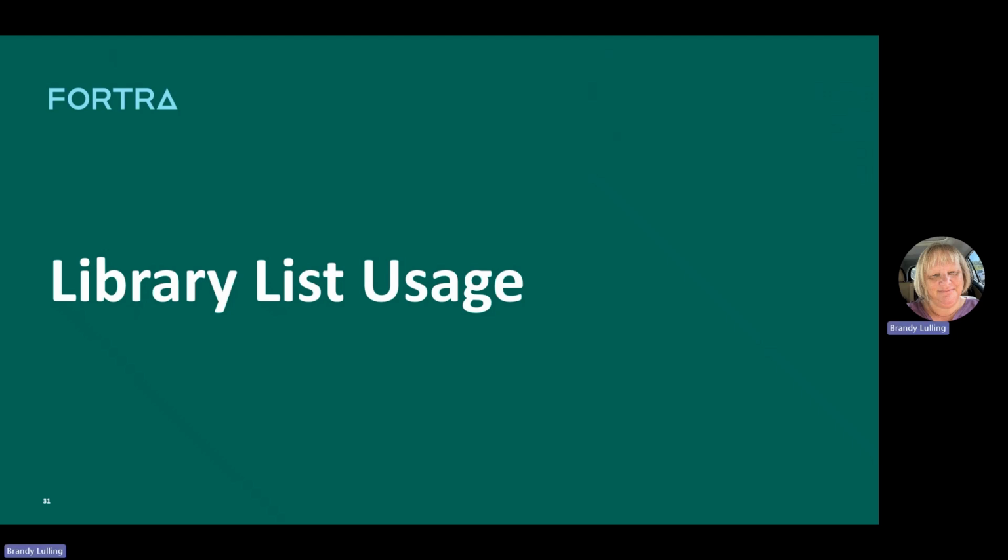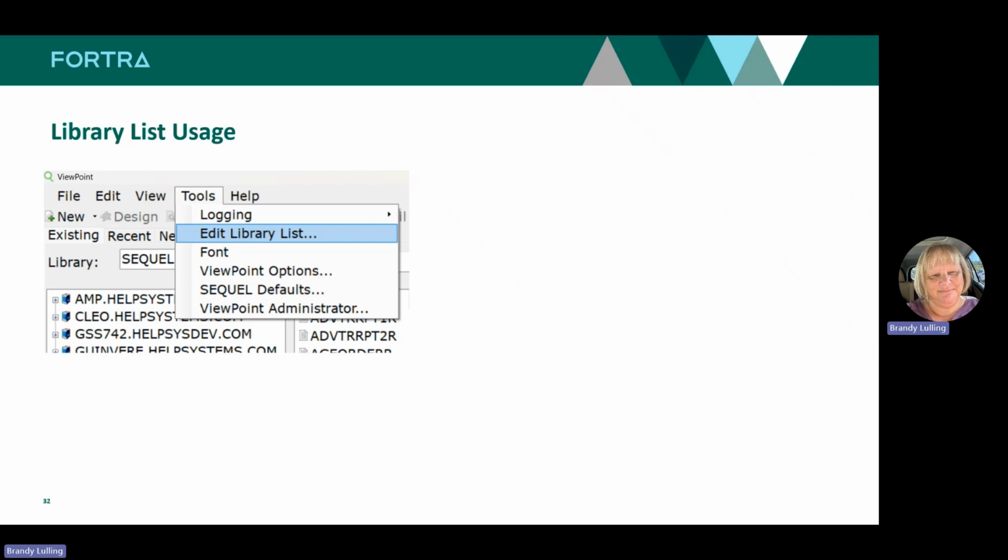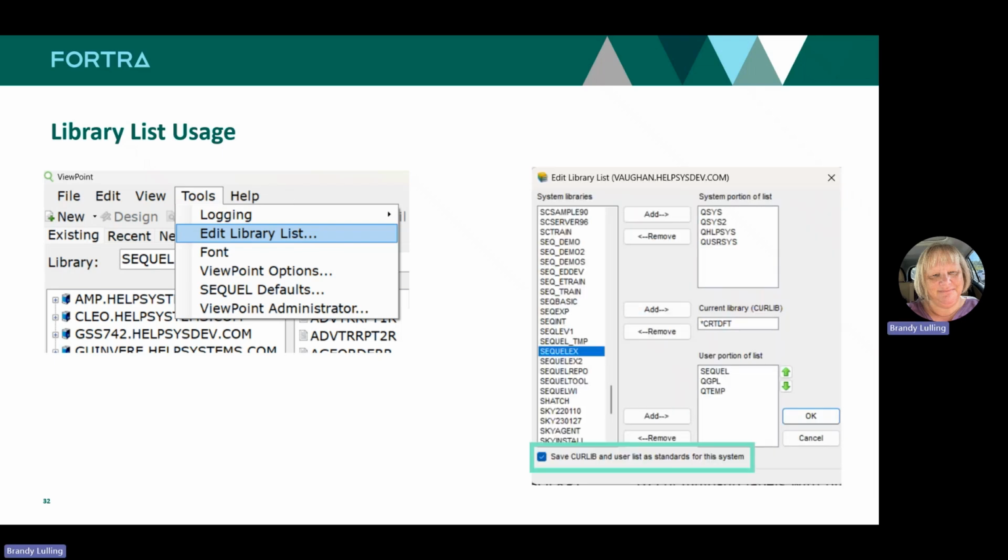So in Viewpoint, we have controls for the library list that we want. The control itself does exist outside of the Viewpoint Administrator, though. By default, Viewpoint will use the library list specified in the job description that's defined in the SQL defaults for the user that's connecting with Viewpoint. The save curlib and user list as standards for the system option is checked by default.